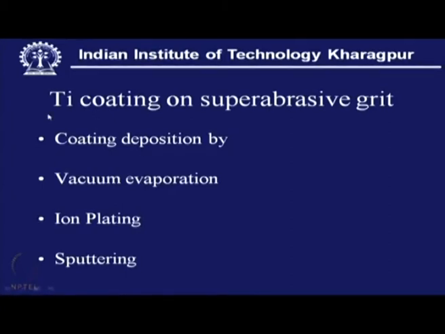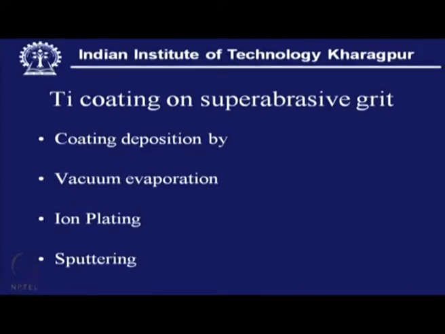Now comes titanium coating on superabrasive grit. This titanium coating is given by vacuum evaporation, ion plating or by sputtering. So, these are all PVD processes. For titanium, a CVD within a range of 1000-1100 is just not possible because of the chemical stability of titanium tetrachloride, which does not allow one to reduce titanium, and here these processes are well matched with this grain coating.